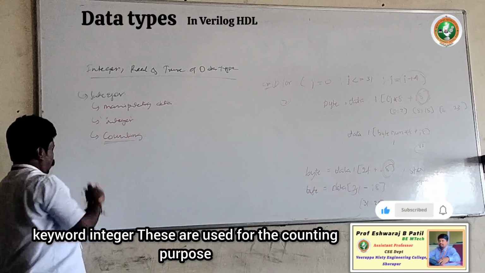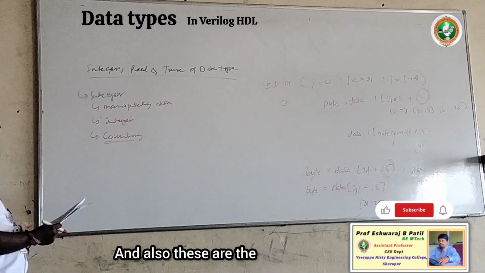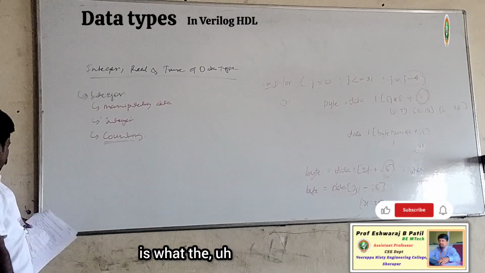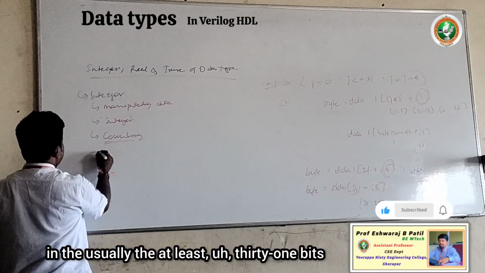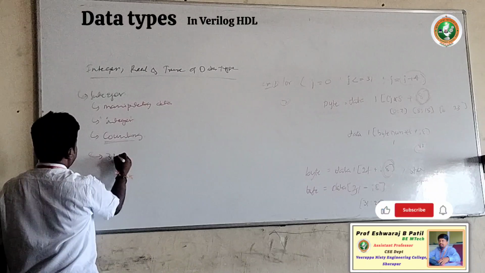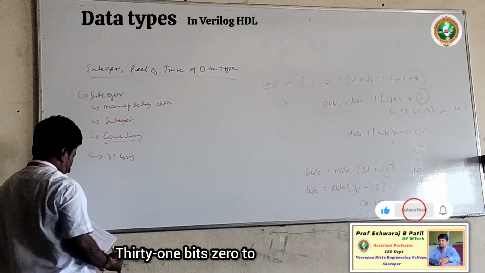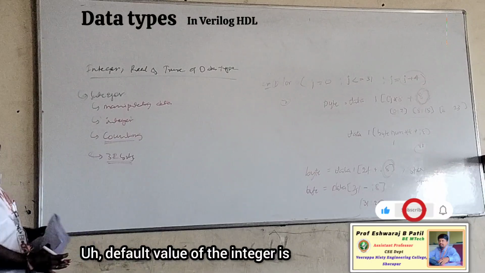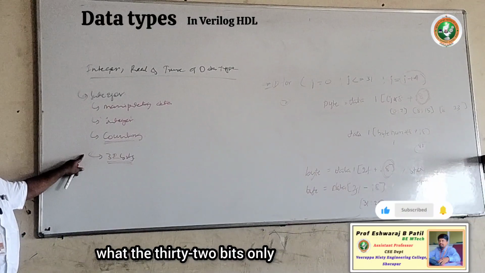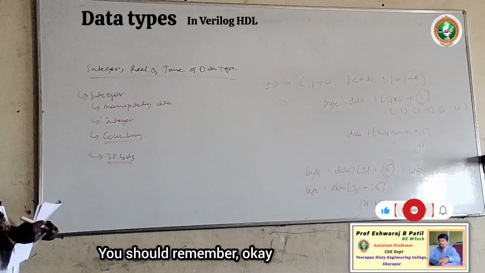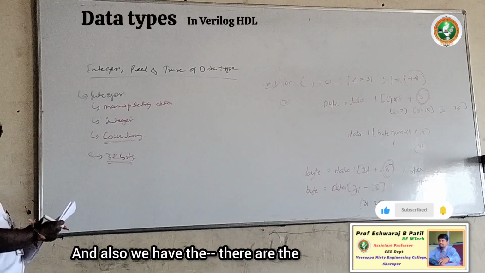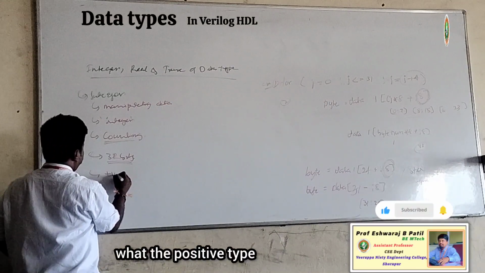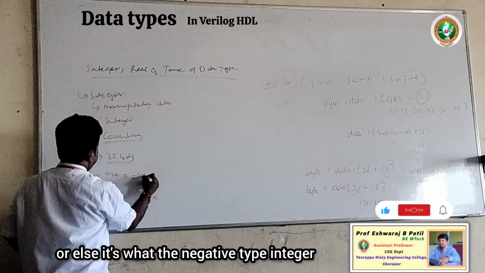These are used for counting purposes, and the default width of an integer is usually at least 31 bits. It should be 32 bits, compulsory. The default value of integer is 32 bits only, you should remember. Also there are different types of integer, either positive type or negative type.